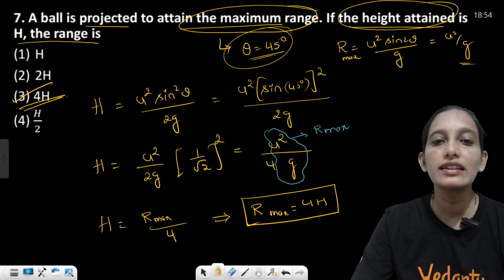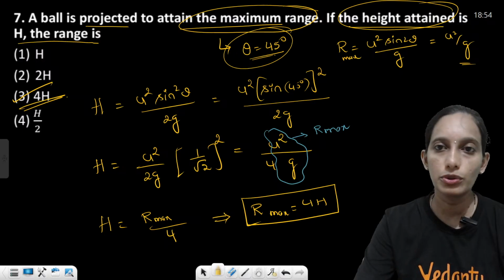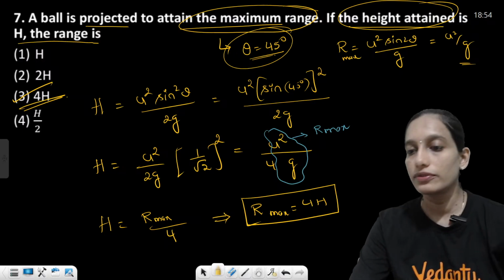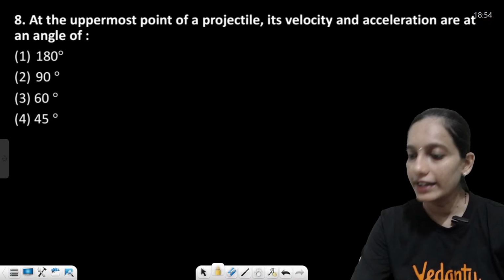So in other cases, do not sit and take height as R max by 4. This is applicable only in the case where theta is equal to 45 degrees.